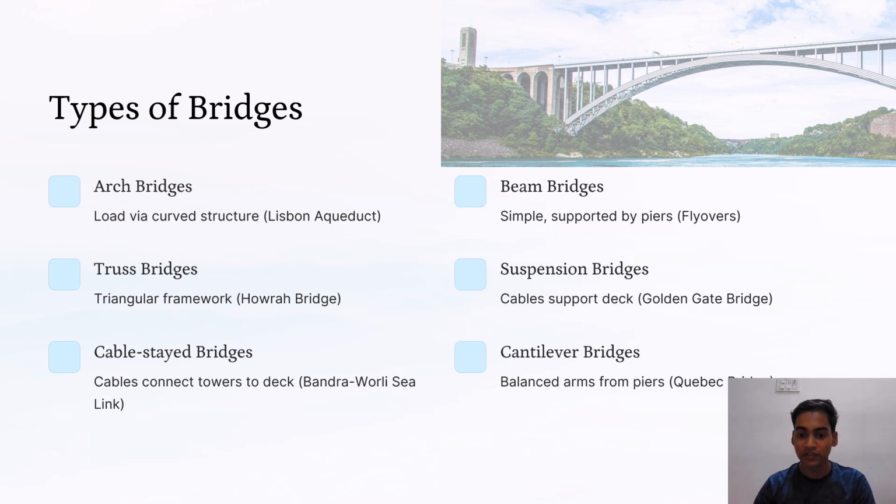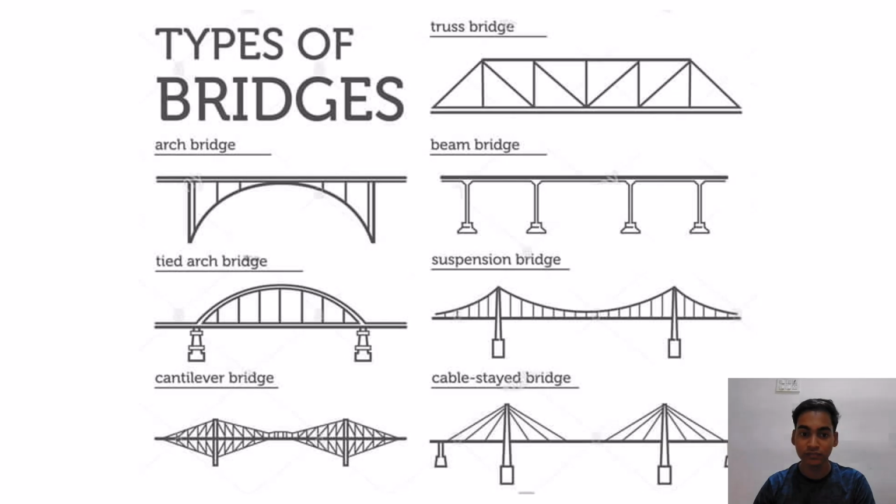Beam bridges. Simple, supported by piers. General flyovers. Then we have suspension bridges. Cable support deck. The famous Golden Gate Bridge is a prime example of it. Cantilever bridges. Balance arm for piers. Quebec Bridge. This is a figure of all the types of bridges: arch bridge, tied arch bridge, cantilever bridge, truss bridge, beam bridge, suspension bridge, and cable stayed.